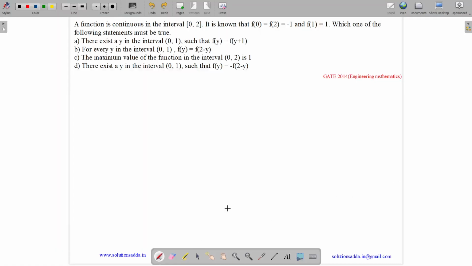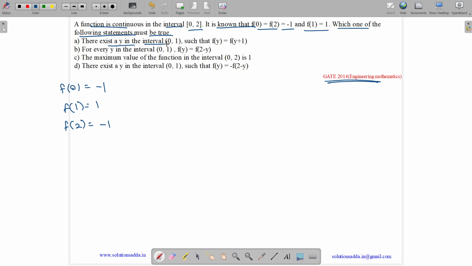This question belongs to engineering mathematics subject and was asked in GATE CSE 2014 set 1. So the question states, a function is continuous in the interval 0 to 2. It is known that f(0) equals f(2) equals minus 1. So f(0) is minus 1 and f(2) is minus 1 and f(1) equals 1. Which one of the following statements must be true?